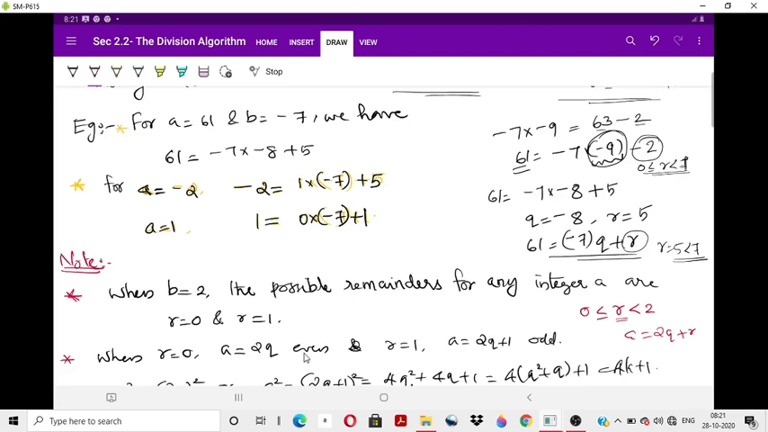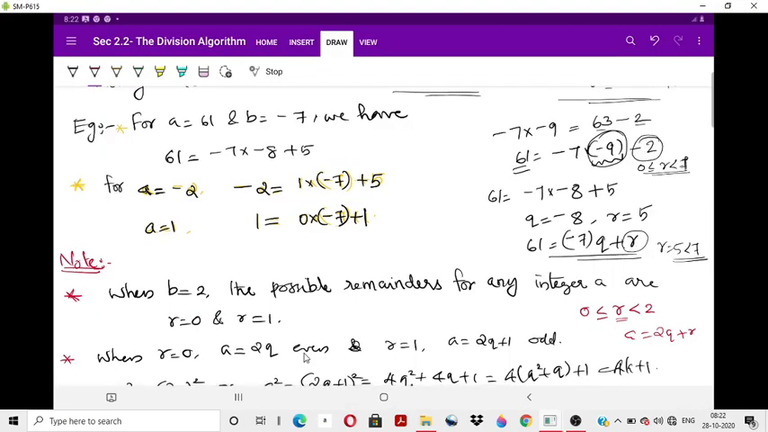When we write a as 2q, we call such integers even numbers, and if it is of the form 2q plus 1, it's called an odd integer. So any odd integer is of the form 2q plus 1, and any even integer is of the form 2q. Now consider the same case with b equal to 3. Any integer divided by 3 has possible remainders 0, 1 and 2, so any integer can be written as either 3q, 3q plus 1 or 3q plus 2.